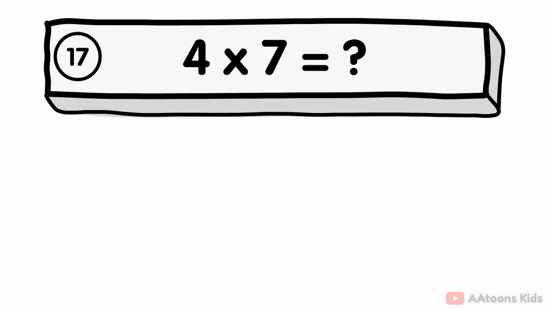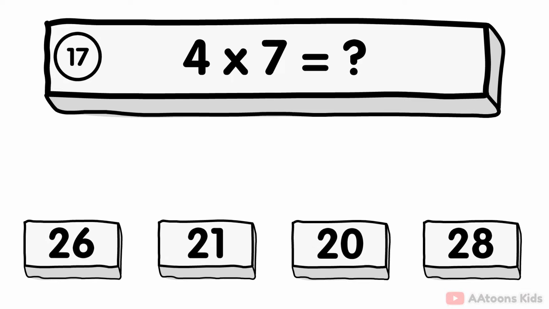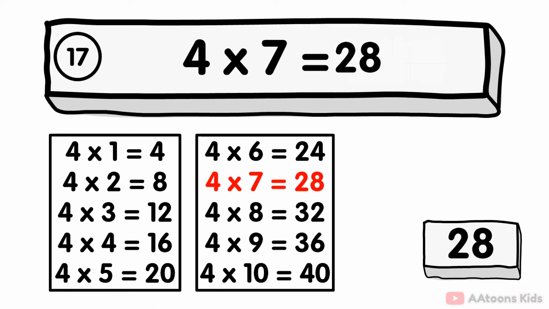4 multiplied by 7 is equal to 28. 4 multiplied by 7 is 28.